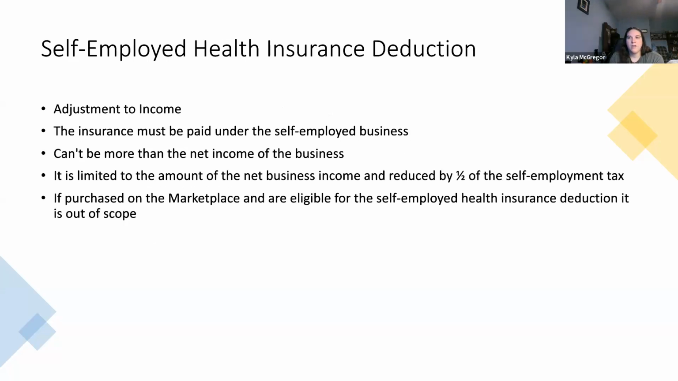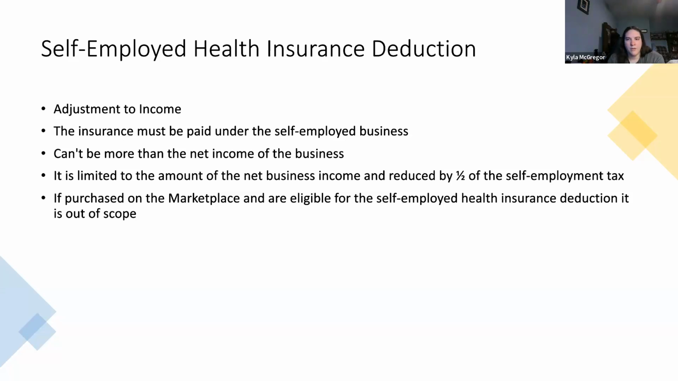Okay. So there's also a self-employment health insurance deduction. Again, this is also an adjustment to income, not a credit, so it'll just reduce the amount of your income. This would be your health insurance that you would pay for yourself if you were self-employed. You can't take more than what your net income is.